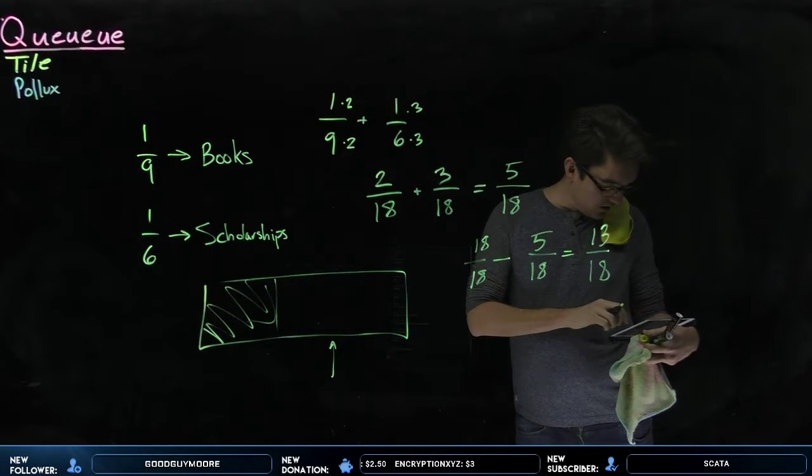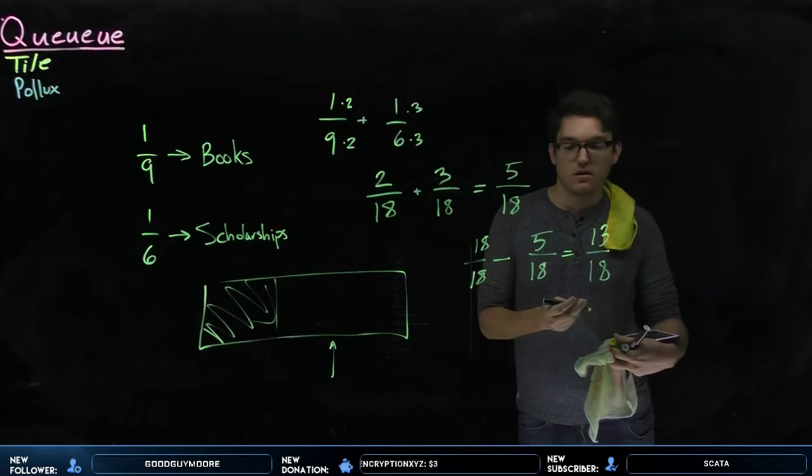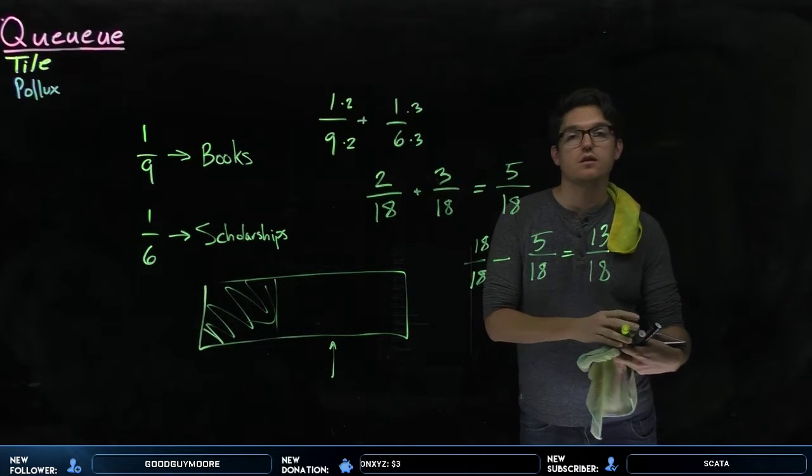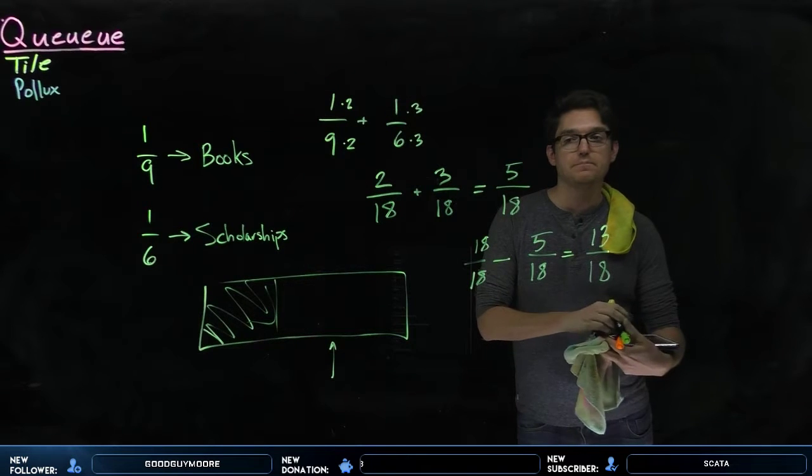Which letter is that? I'm not sure. That's 13 over 18. H. H. Yeah, Pollux. Any confusion on that?